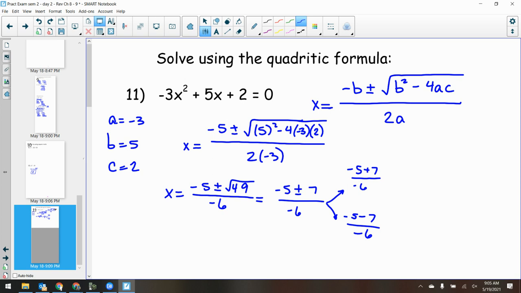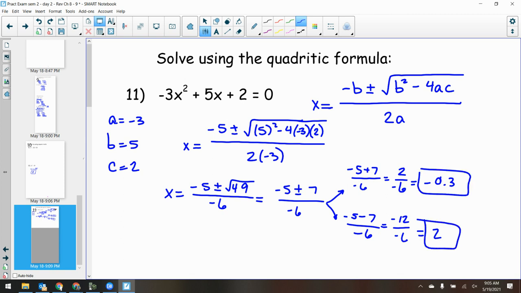So negative 5 plus 7 is positive 2 over negative 6, which is negative 1/3 or negative 0.3, repeating. Negative 5 minus 7 is negative 12 over negative 6, which gets us 2. So my two answers are negative 1/3, negative 0.3 repeating, or 2. Again, one that I would definitely put on your note card.